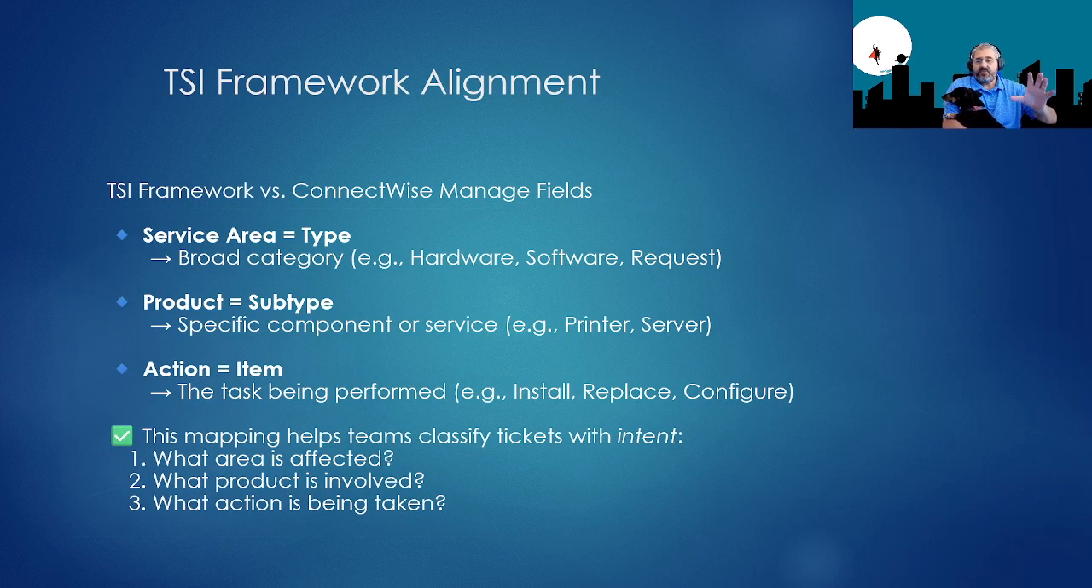So we're going to go from the high level: here is what the TSI framework looks like for ITIL versus what the ConnectWise fields have. And it's really service area is a type, product is a subtype, and action is the item. We're going to go into each one in a moment, but when you are going through an ITIL awareness or ITIL foundation training, which I recommend you all do, you'll hear these words instead of type, subtype, and item. Really, you ask yourself those three questions: what product area is being affected, what product is involved, and what action is being taken.